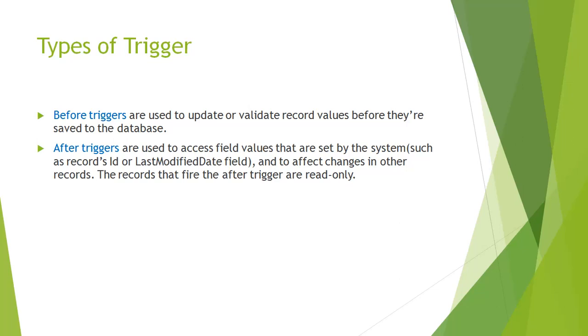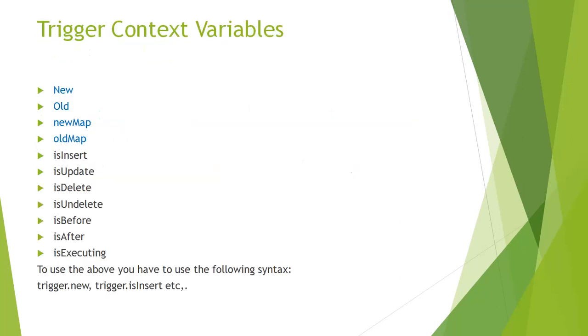But to vary the functionality for before operations or after operations, you have to use context variables. To hold a collection of records, or records in map format, you also have to use context variables. What context variables do we have in a trigger? These are all the context variables we have: new, old, new map, old map. These context variables are for holding the records.